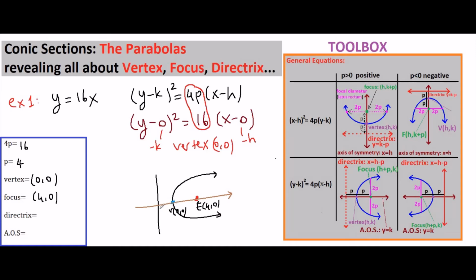Our directrix is 4 units to the left. If we go 4 units to the left, this point will be negative 4 comma 0. And our directrix is a vertical line, so x equals the x coordinate of this point here. And our axis of symmetry is the horizontal line, so y equals the y coordinate of the focus, which is 0.